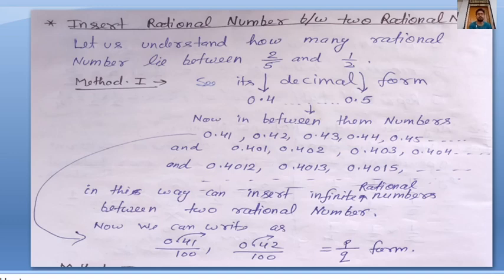Today's topic is rational numbers, and we are going to discuss something further about rational numbers: how we insert a rational number between two rational numbers. Let us understand how many rational numbers lie between 2 by 5 and 1 by 2. First, when we understand how many rational numbers lie between them, then we can easily understand how we insert a rational number between two rational numbers.